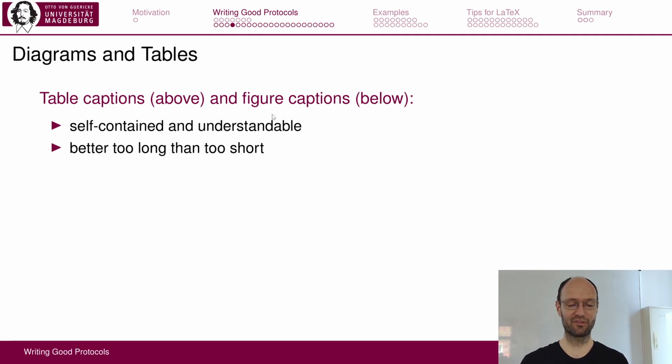Interestingly, and we can also discuss this, figures get captions below the figure, tables get captions above the table. Why is this? Because tables can also be longer, sometimes longer than one page, and it would be kind of stupid if you have a table, and then the description of the table follows behind the table. And figures are usually not that long, that's why figures get the caption below the figure, tables get the caption above the table. And they should be self-contained and understandable, so they should be better too long than too short.